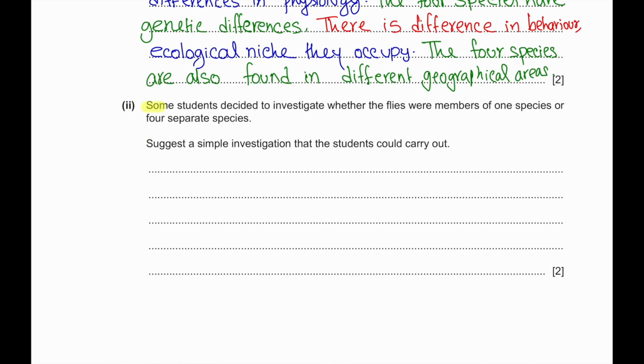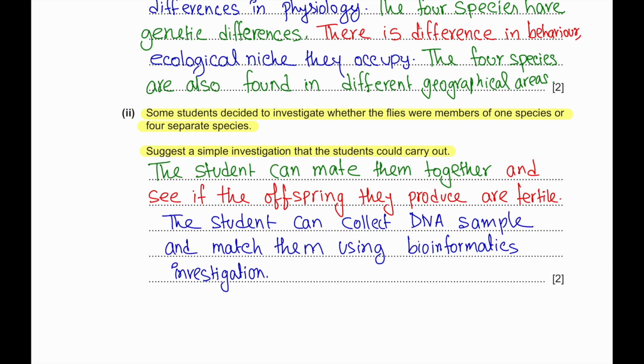Next question. Some student decided to investigate whether the flies were members of one species or 4 separate species. Suggest a simple investigation that the student could carry out. The student can mate them together and see if the offspring that they produce are fertile. The student can collect DNA samples and match them using bioinformatics investigation as well.